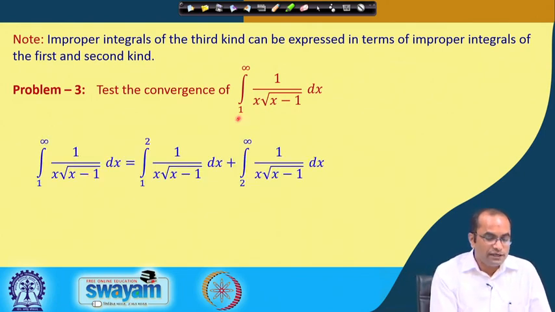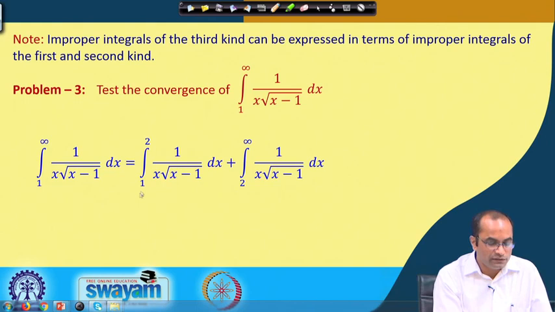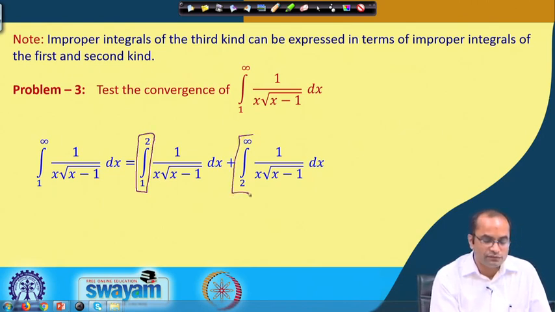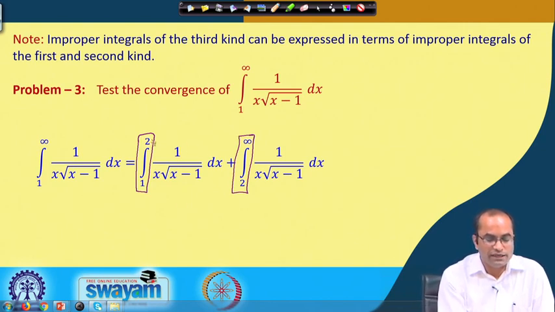In this case, our integral is from 1 to infinity of 1 over x square root of x minus 1 dx, and this we can break into two integrals. In the first one we take the limit from 1 to 2, and in the second case we take from 2 to infinity. Now, in the first integral we have no infinity, but the integrand becomes unbounded when x approaches 1.